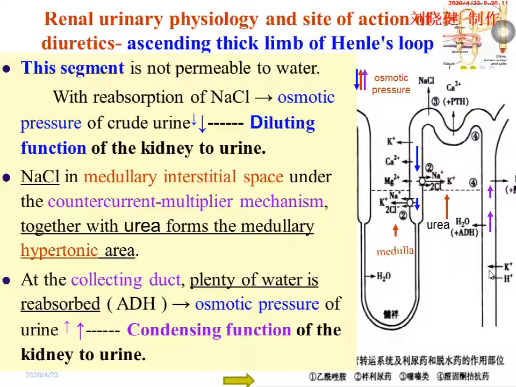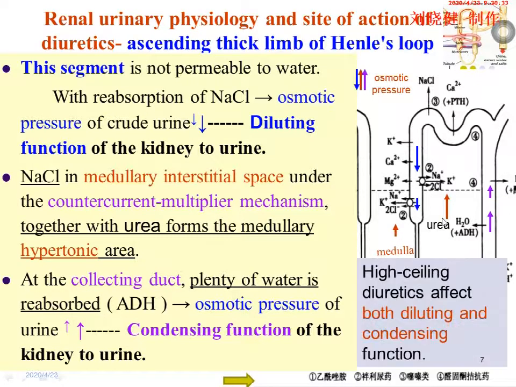So here, I think you can understand. If some drugs inhibit the process of reabsorption, acting on the ascending thick limb of Henle's loop, they must affect the diluting function and the condensing function of the kidney to urine. High ceiling diuretics affect both diluting and condensing function of the kidney to urine. So that's why they have the most potent diuretic effects. That's why they are called high ceiling diuretics. Okay, understand?